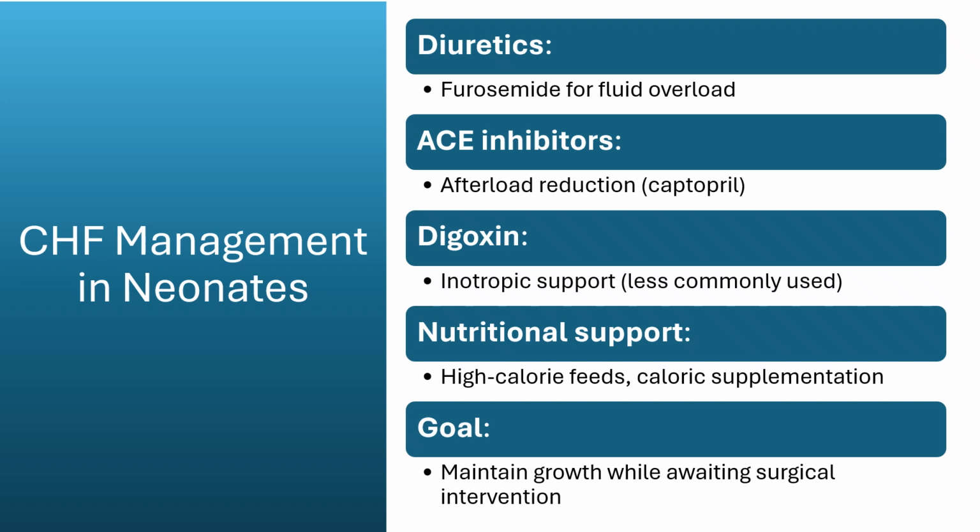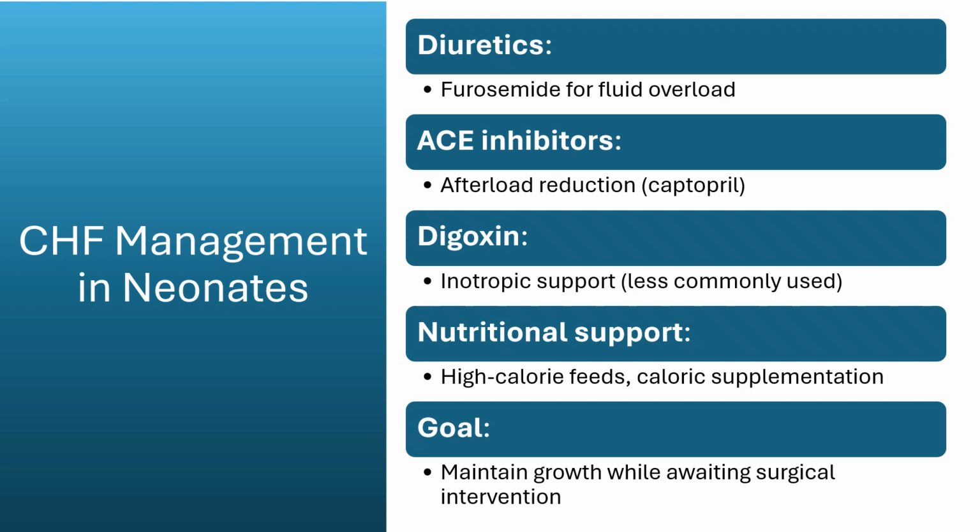Loop diuretics such as furosemide are first-line agents, relieving pulmonary congestion and systemic venous overload. Afterload reduction with angiotensin-converting enzyme inhibitors such as captopril or enalapril lowers systemic resistance, allowing the left ventricle to eject more effectively. Digoxin can provide modest inotropic support, though its use has declined compared with historical practice, and is reserved for cases where improved contractility is needed.